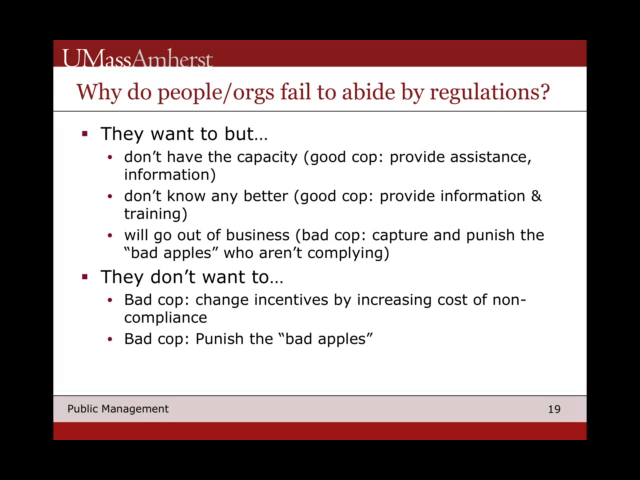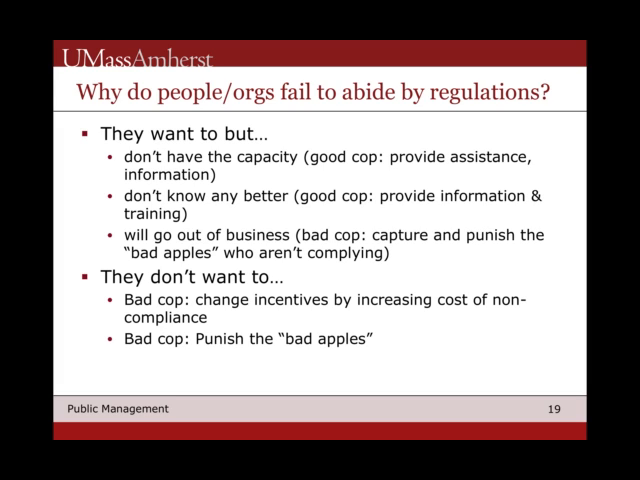So basically these two approaches reflect two different assumptions about why people and or organizations fail to abide by regulations. In some cases, they might want to, but they don't have the capacity, they don't know any better, or they will go out of business. I mean, this is what's really tricky. The going out of business goes back to the idea, again, that if everyone else is cheating, you sort of have to cheat also, or else you're going to get run out of business.